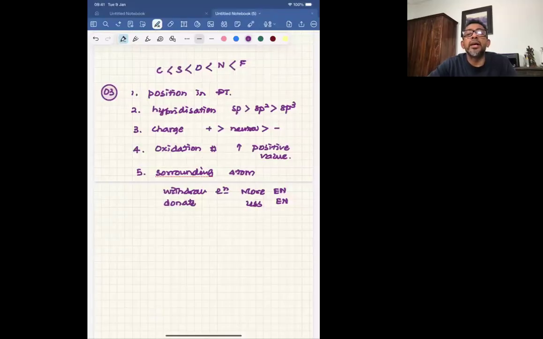Isn't oxygen greater in electronegativity than nitrogen? Oxygen is greater. Yes, oxygen is greater.